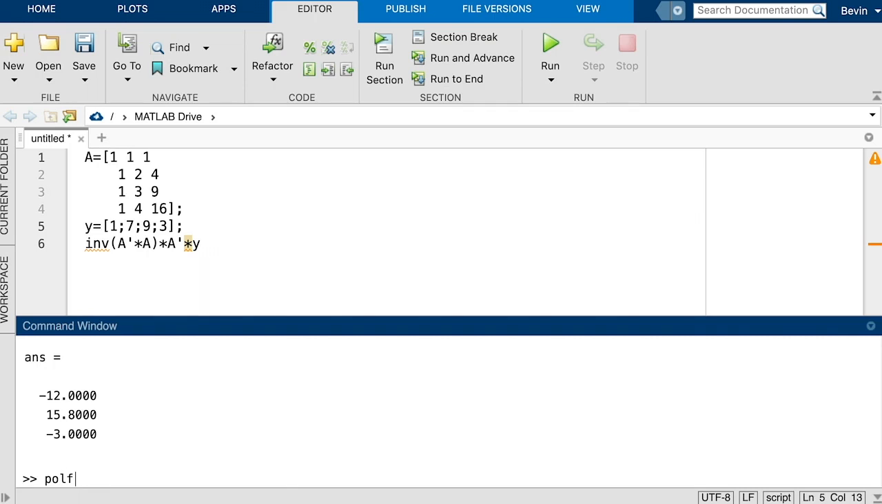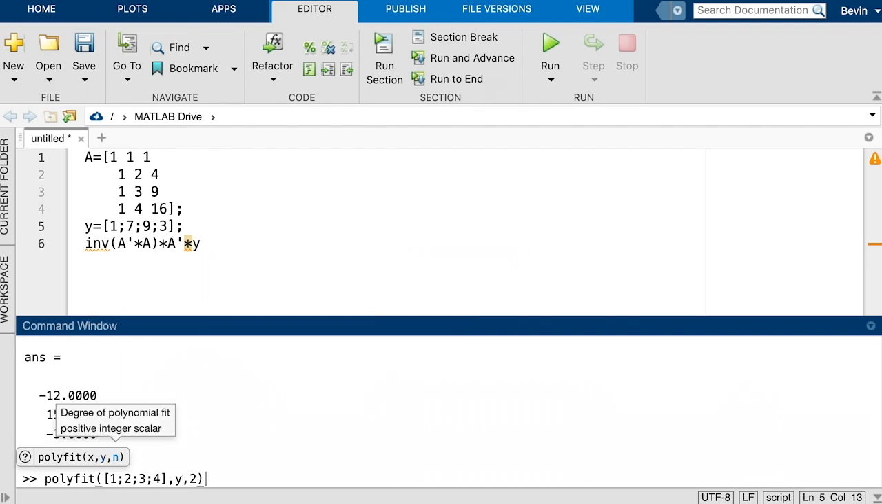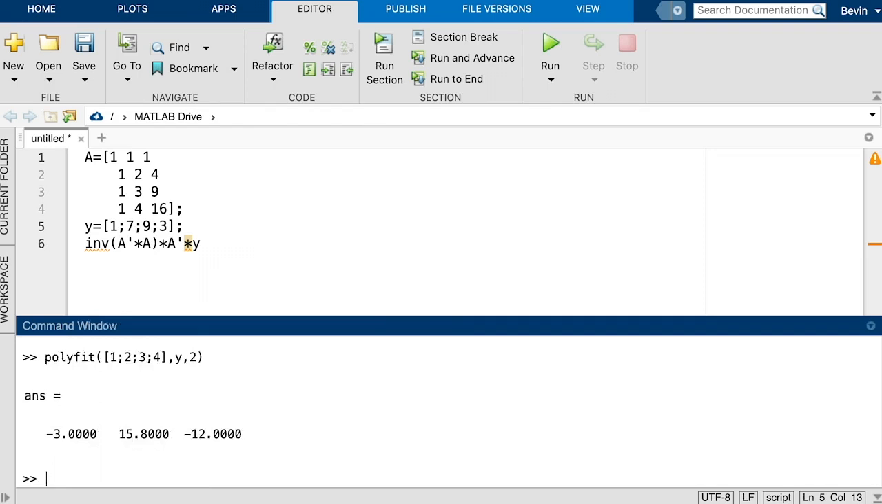So if I do polyfit, I have to give it the x data, so 1, 2, 3, 4, comma the y data, comma the degree of the polynomial you want. It gives us the same numbers, but in the opposite order because it orders it in terms of the x squared term first, so just be careful there.